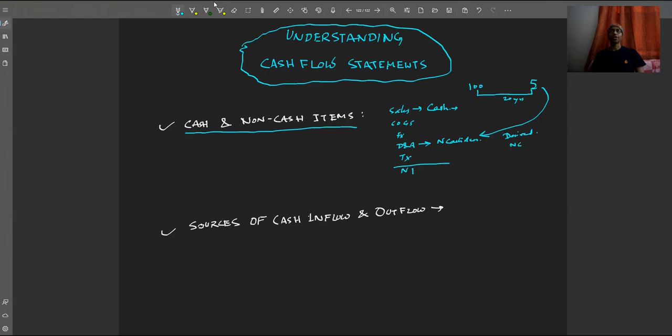It's not a cash item. It's a non-cash item. Similarly, an interest expense is a cash item. You have actually paid the interest, so it's a cash item. So like this, there are cash items and non-cash items both in the balance sheet and the profit and loss statement.